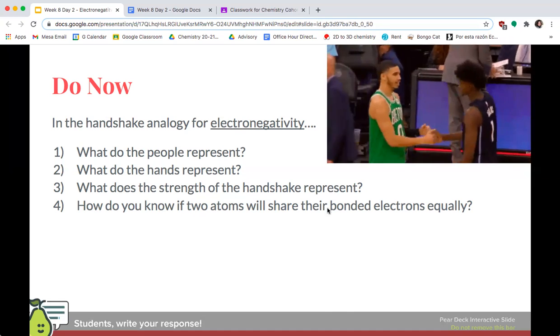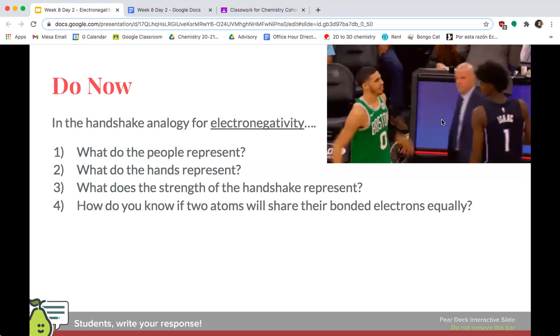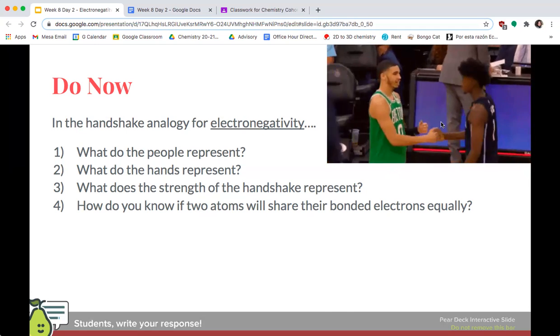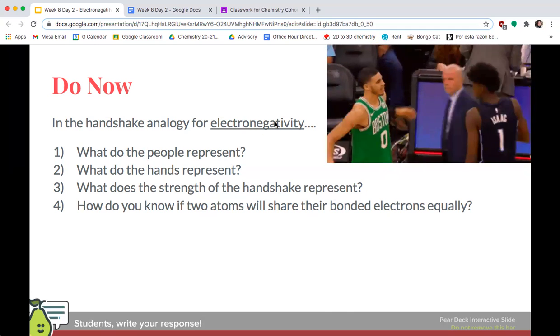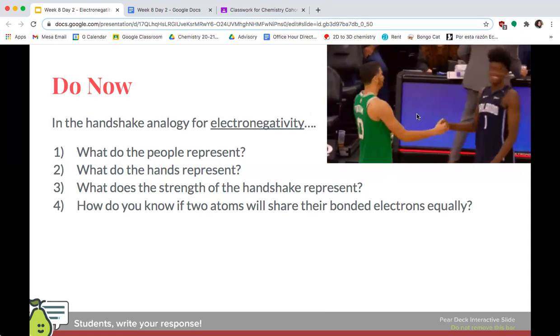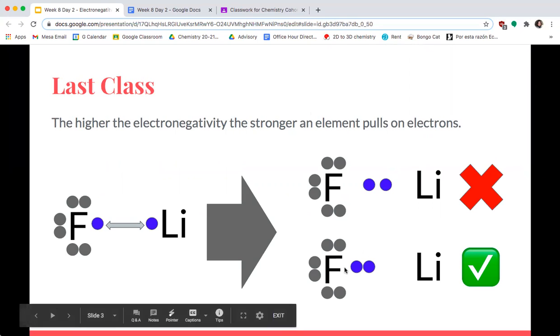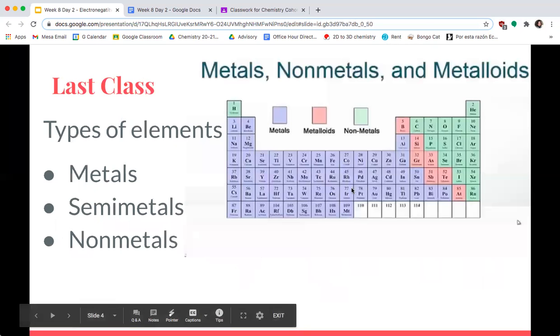How do you know if two atoms will share their bonded electrons equally? Well, if the electrons stay right in the middle, then you know that the electrons are being shared equally. This will happen if they have the same electronegativity, which is the measure of how strongly they pull on them. Last class, we saw lithium and fluorine bonding together. The electrons don't sit in the middle. They go closer to fluorine because it has a higher electronegativity, pulls on the electrons stronger. That's why this is right.